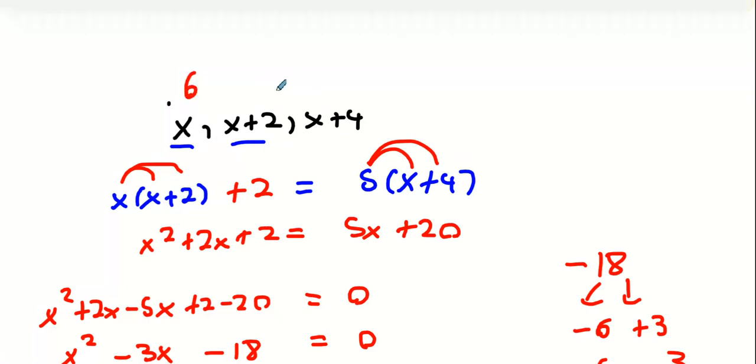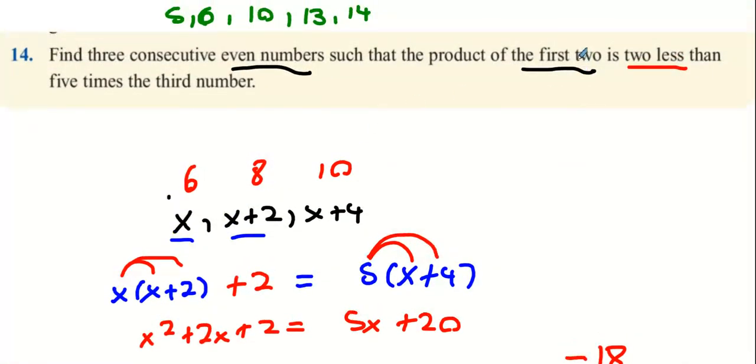So it's going to be 6, 8, and 10. Okay, so let's try this out. The product of the first two, 6 multiplied by 8, is 48. 5 times the third number, 5 times 10, is 50. 48 is 2 smaller than 50. That agrees with the description of the question. So we know we got it right.